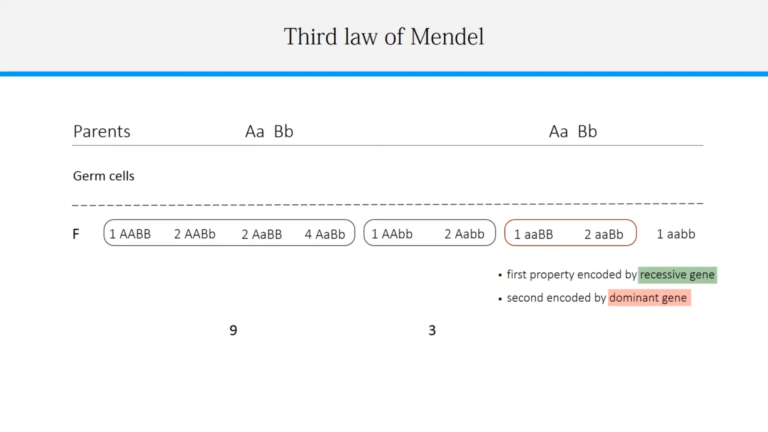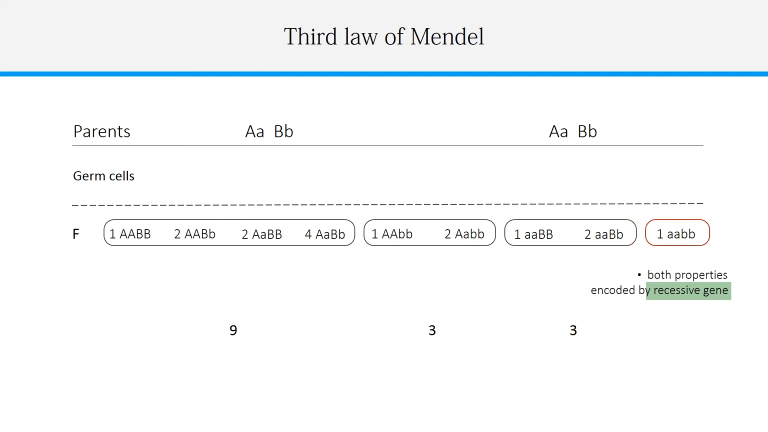Next, in such a situation that is now highlighted in red, you see that all next generation organisms that have these different combinations of genes, in this case, development of the first property will be guided by activity of the recessive gene, while development of the second property will be guided by activity of the dominant gene, and if we summarize 1 plus 2, we will have 3.